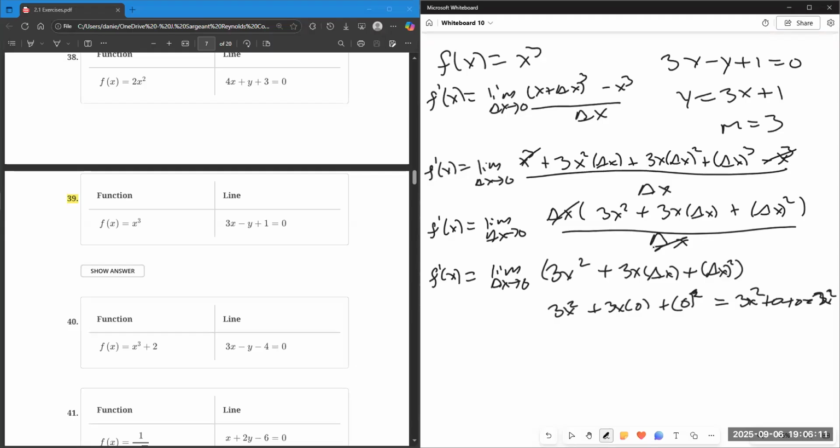And so 3x squared needs to be equal to 3, so x squared needs to be equal to 1. X can be equal to negative 1 or 1. So I'm going to have two tangent lines to find here.